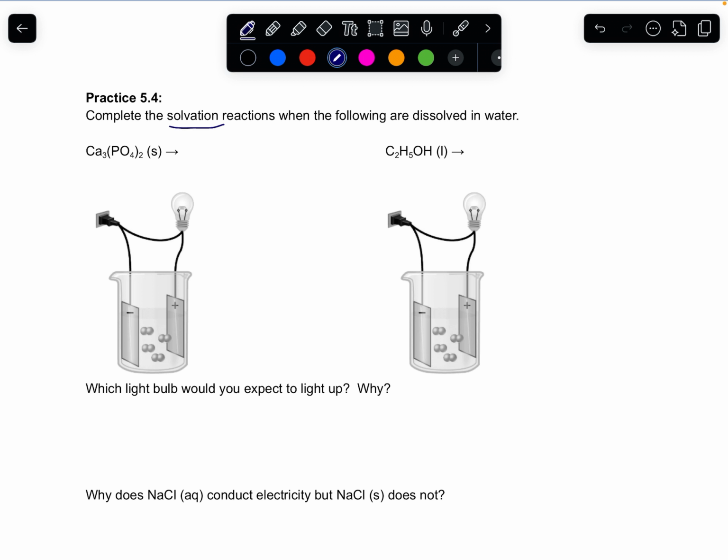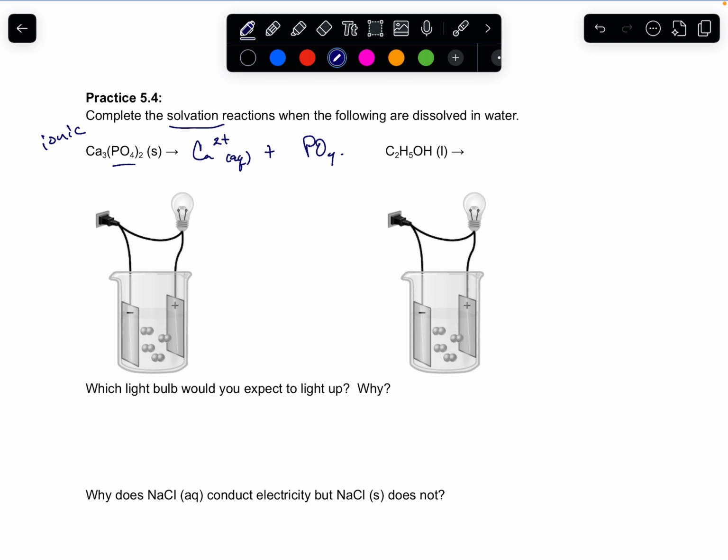All right, let's take a look at an example here. I want to complete those solvation reactions. First off, I'm going to look at Ca3(PO4)2, calcium phosphate. This one is ionic. I know it's ionic because I've got a metal and nonmetals. I have a polyatomic ion, that PO4, and we should be able to recognize that. PO4 is polyatomic. So when this breaks up, it's going to break up into Ca2+.